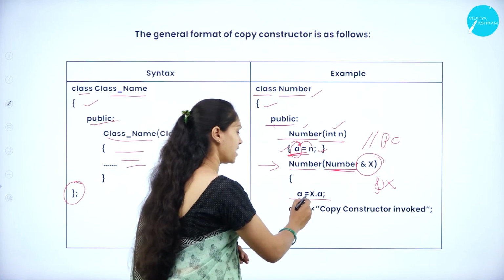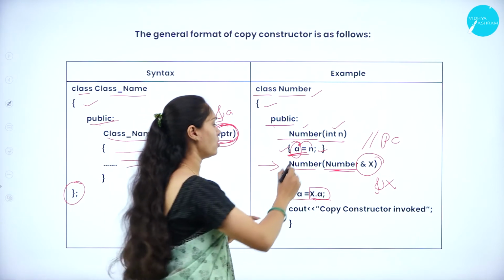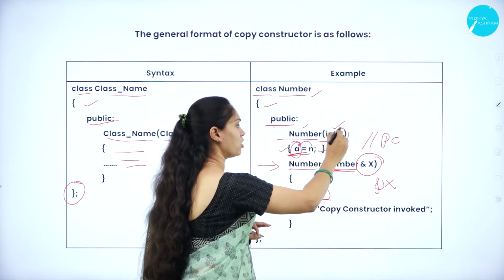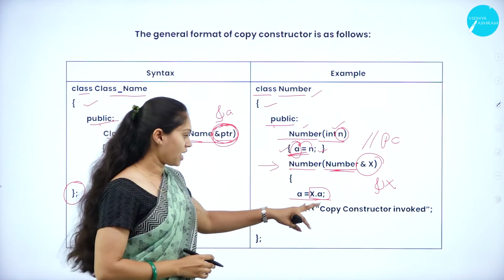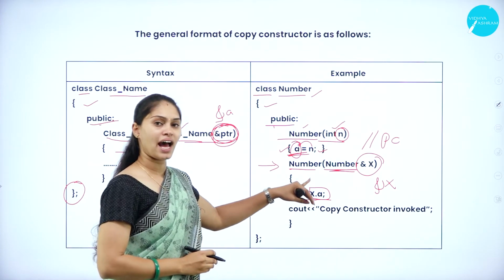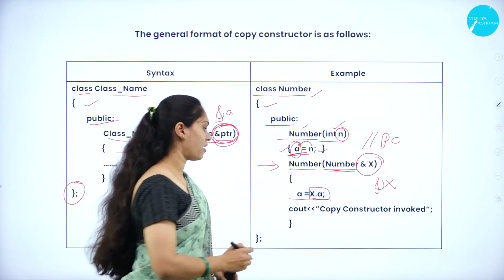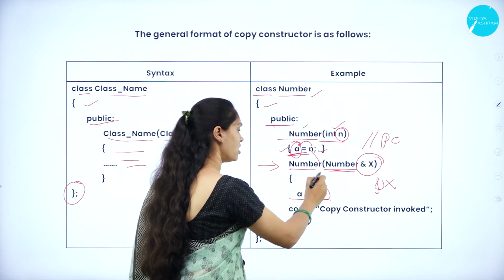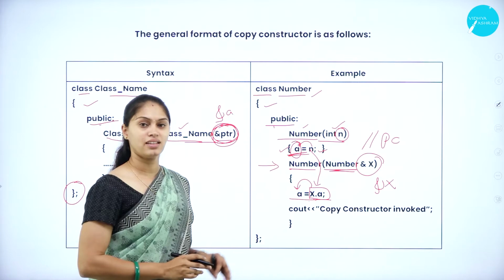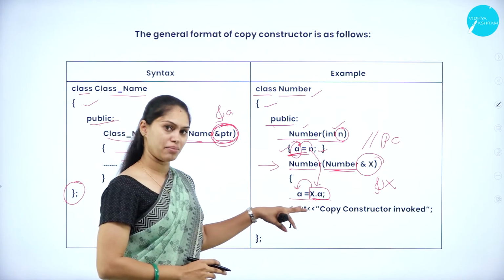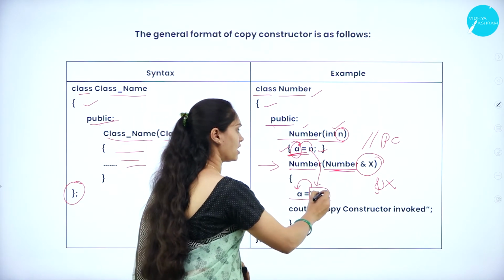Getting it? So a is equal to x dot a. Whatever value resides in this a, so a is nothing but n. Whatever value I send within the argument will be copied to this a. With the help of the object and the dot operator, I am fetching the value of this a, and the value which resides in that n, so that n is nothing but a. That value will be copied to this a variable. What am I doing here? a is equal to x dot a. So here a is nothing but n.